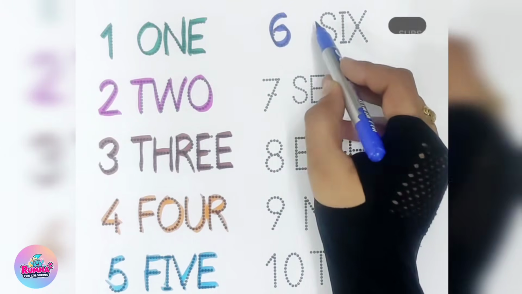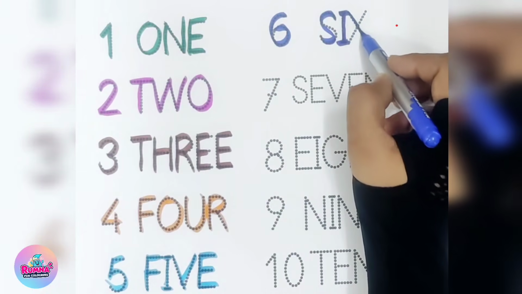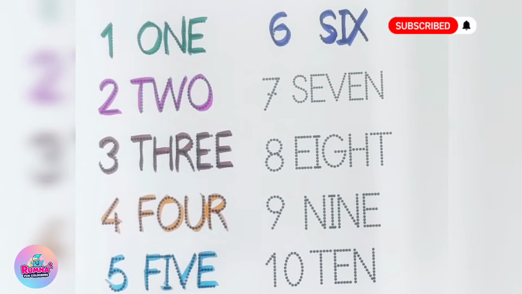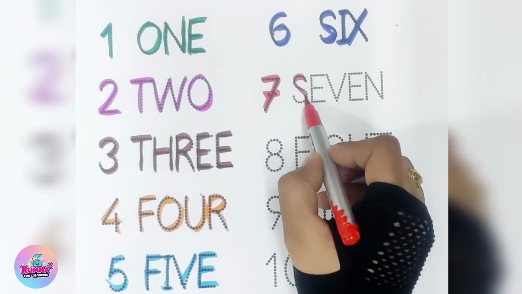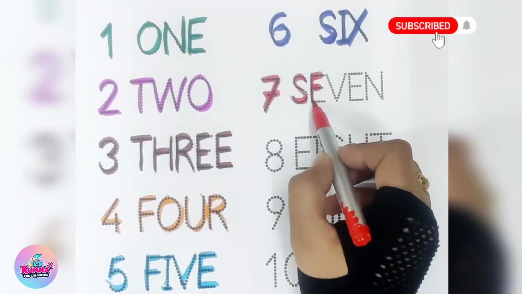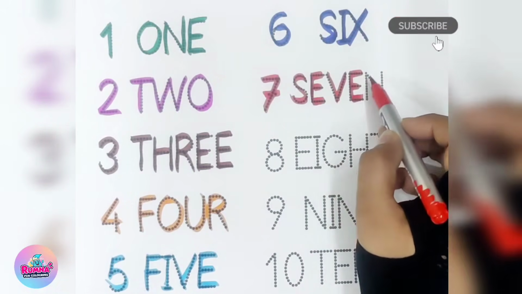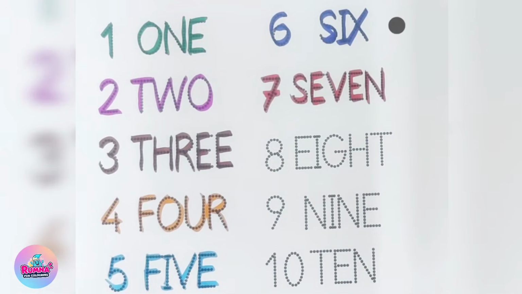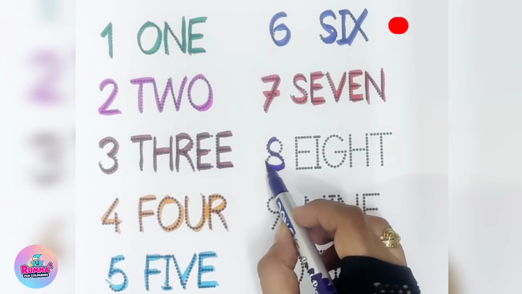Then we have number 6 with dark blue color. SIX. 6. SIX 6. Then we have number 7 with the red color. SEVEN. 7. Then we have next number, that is number 8.